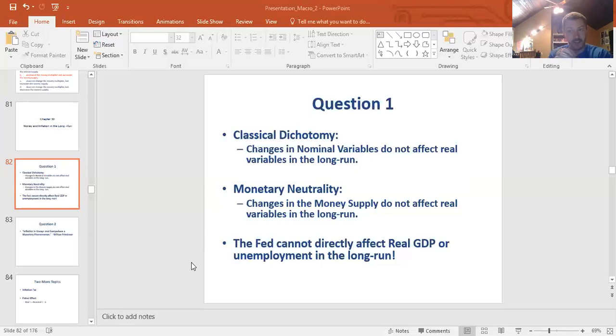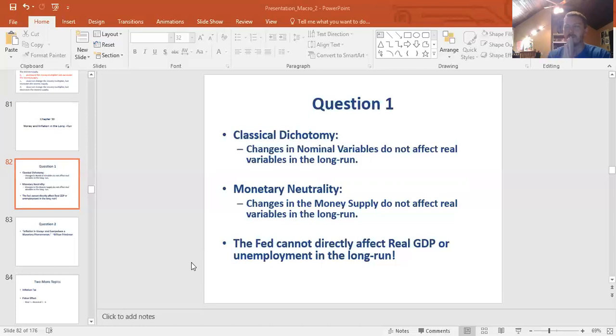Now, money, on the other hand, a nominal variable, money has no substance. But we've already talked about how money is just fiat, right? It has no intrinsic value. Money's only valuable because we accept its value. Money has no substance. Money is just simply used to facilitate those transactions.